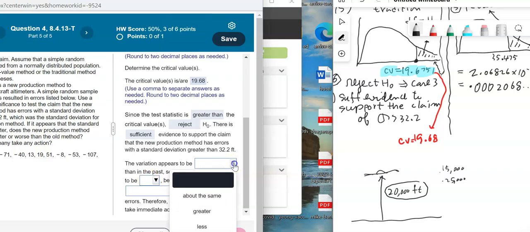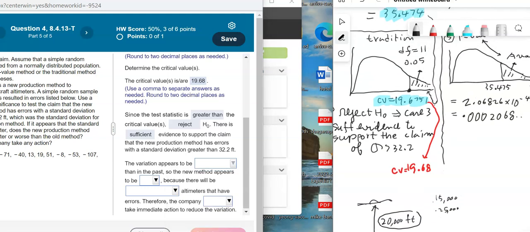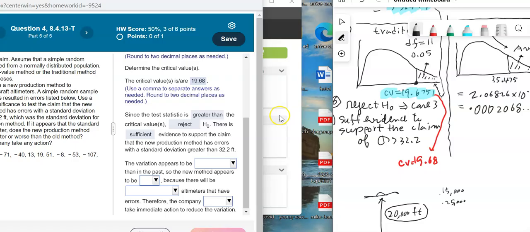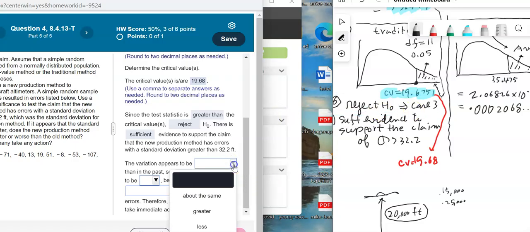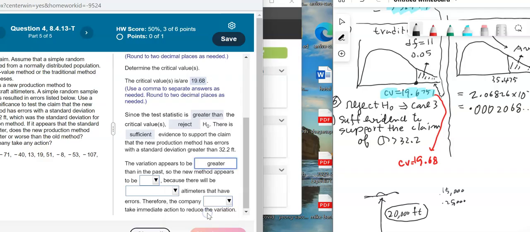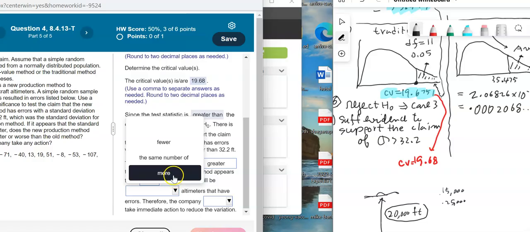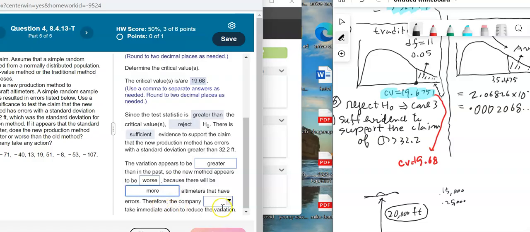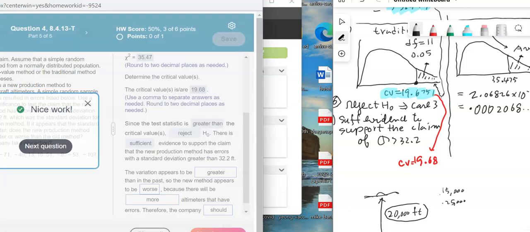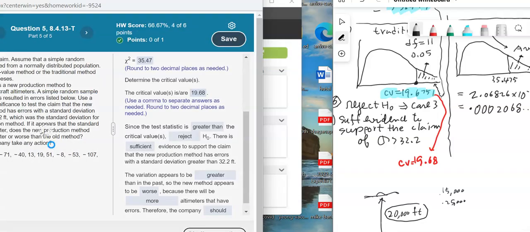The variation appears to be on the right side. Our test says it appears to be greater than the past. So the new method appears to be worse because there will be more altimeters that have errors. Therefore, the company should do something. What is it? Should take immediate action. All right. Now let's do the next question.